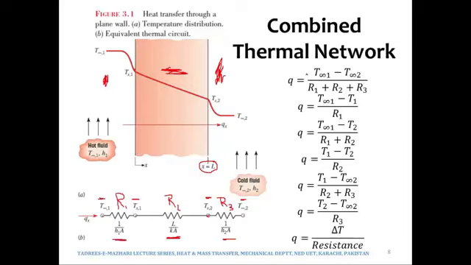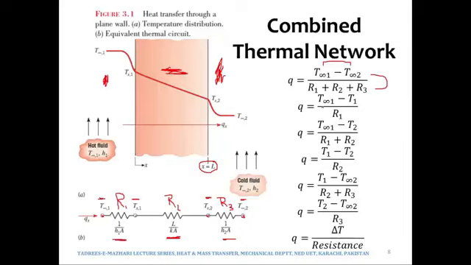So therefore we are writing Q as delta T over resistance. Now the denominator would depend upon how we have written the numerator. So if we have written the numerator from T infinity 1 all the way to T infinity 2, if we write the numerator as T infinity 1 minus T infinity 2, then we need to write all the resistances that fall in between T infinity 1 and T infinity 2. Now in between T infinity 1 and T infinity 2 we have R1, R2 and R3. So we will write R1 plus R2 plus R3, meaning 1 over HA plus delta X over KA plus 1 over HA.